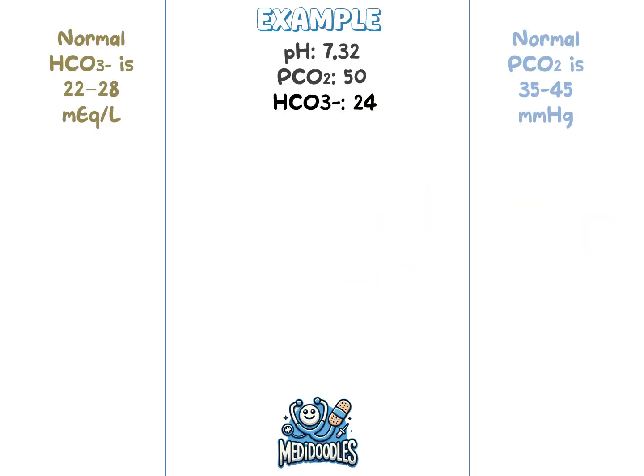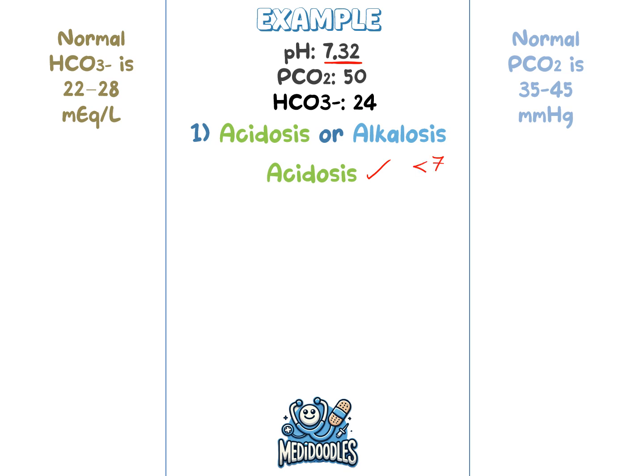Alright, so here is an example. Okay, first of all, the first step we said, we look at the pH. So in this case, it's 7.3. Do we consider this acidosis or alkalosis? If you answered acidosis, you're correct, because the pH is less than 7.35.